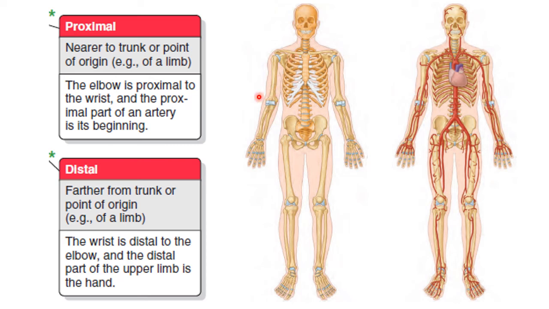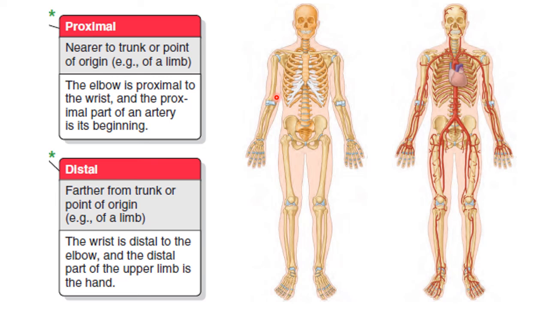If we say the elbow is proximal to the wrist, so here you can see this is the wrist and this is the elbow. Because it is near to the trunk, the elbow is proximal to the wrist, while the wrist is situated distal to the elbow. So away from the trunk is known as distal, and toward the trunk it is known as proximal.